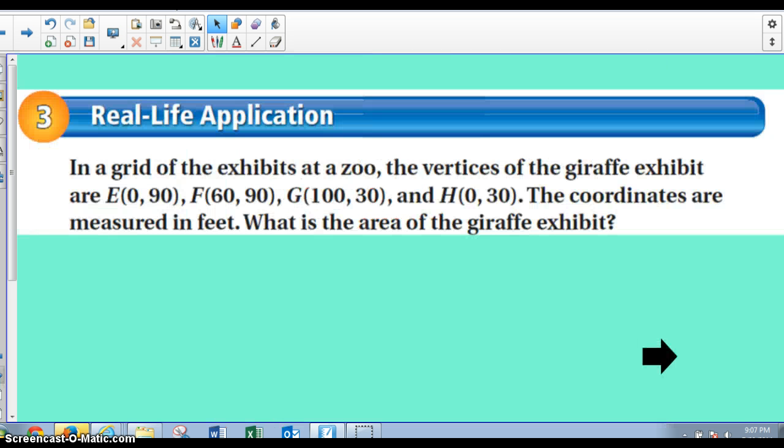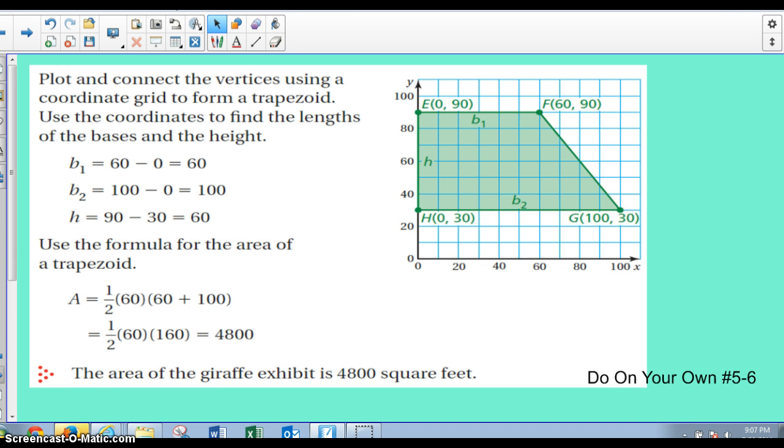Let's take a look at a real life application. In a grid of the exhibits at a zoo, the vertices of the giraffe exhibit are E, F, G, and H. The coordinates are measured in feet. What is the area of the giraffe exhibit? Well, let's take a look. First, you plot and connect the vertices using a coordinate grid to form a trapezoid. Use the coordinates to find the length of the bases and the height.